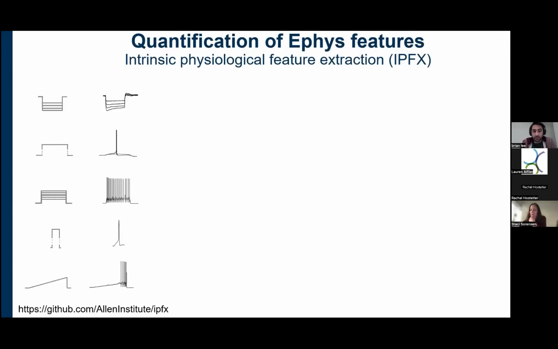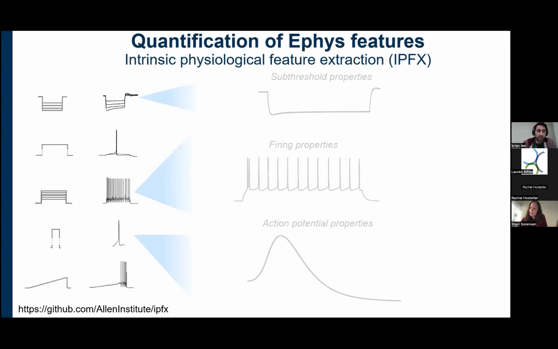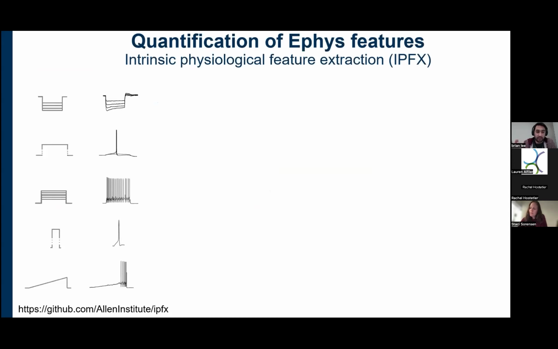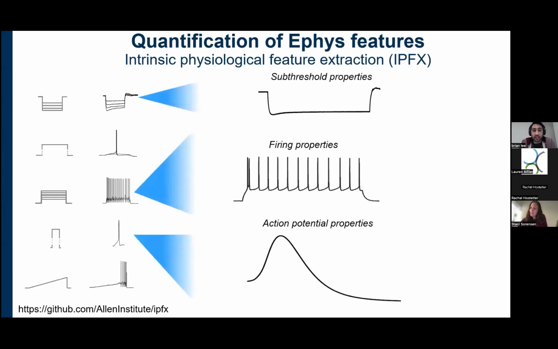So those were qualitative looks at the firing properties and the action potential, but we want to take a quantitative approach. How can we quantitate some of these features? On the left-hand side, I have a depiction of the stimulus sets that I showed before. And with the Institute, we have this package called the Intrinsic Physiological Feature Extraction, or IPFX.